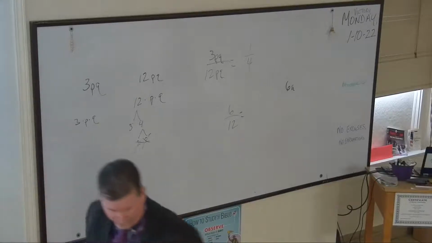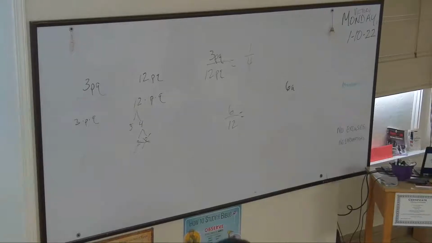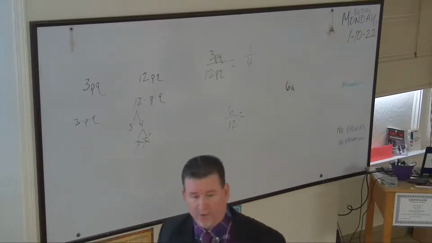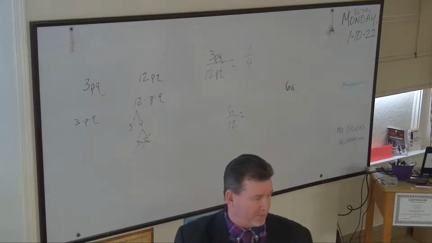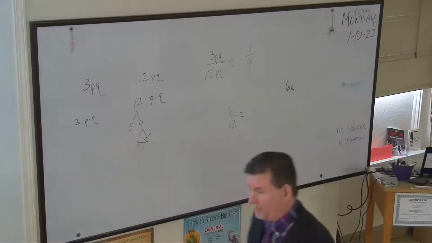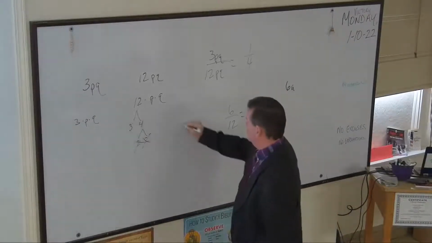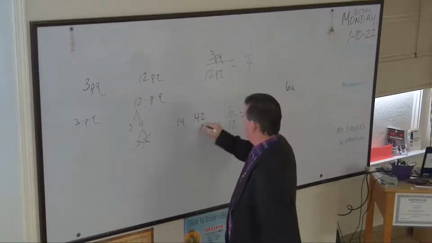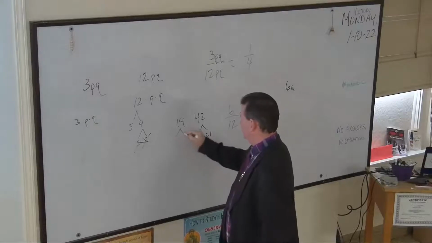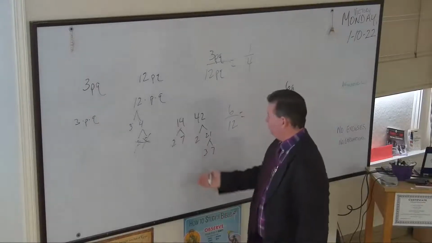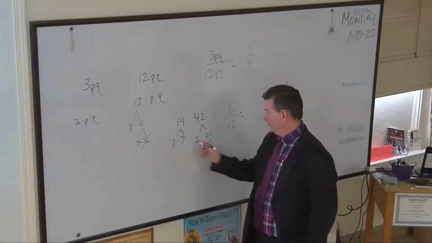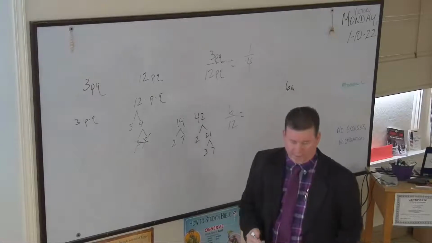Number 8, 14R. If you look at the 14 and the 42, what's the greatest common factor for 14 and 42? You might think it's 7, but that's not the greatest. That is a common factor, but it's not the greatest. If you take 14 and 42 and factor them out, you end up with 14 as 2 times 7, 14. Yeah.